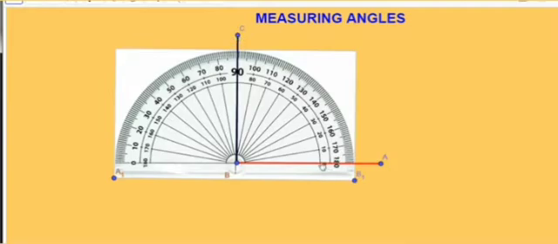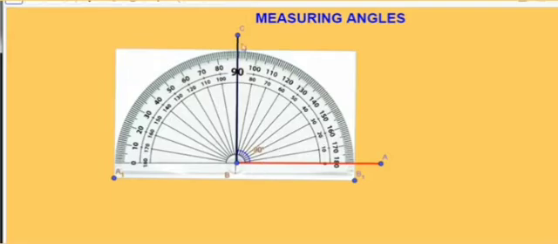That is, here we are taking the inner scale. This is the inner scale and the next one, the outer scale, is there. Okay, so start with the inner scale. Okay, that is 90 degree. Okay, let us check. Yes, it is 90 degree.